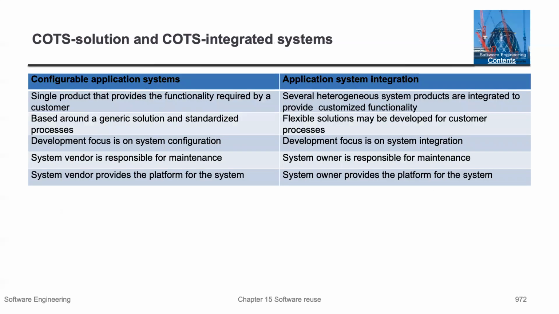Okay, in terms of COTS solutions and COTS integration systems, you can have configurable application systems, and you could be thinking of the application system integration that would be associated. That's what we're trying to summarize with this chart. So a single product that provides the functionality required by the customer is based on a generic solution and standardized processes. Development focuses on a system configuration. The system vendor is responsible for maintenance, and the system vendor provides a platform for the system. And so you can see how there's a demarcation of the software provider, and you have to be thinking how to integrate that in.